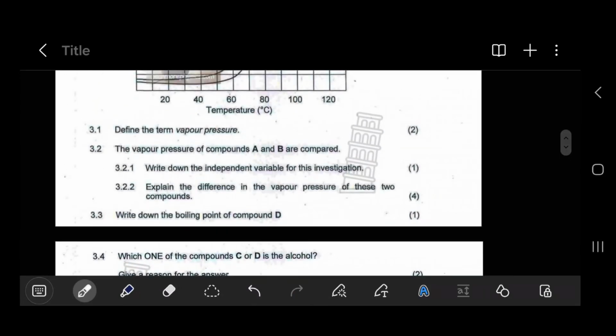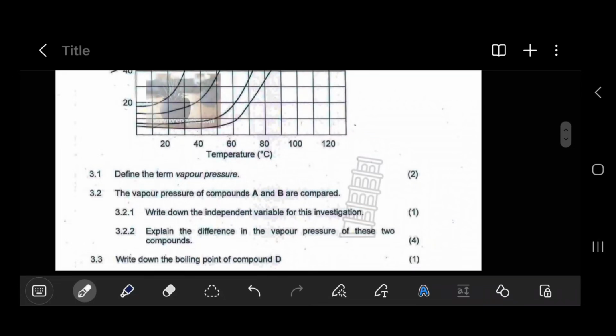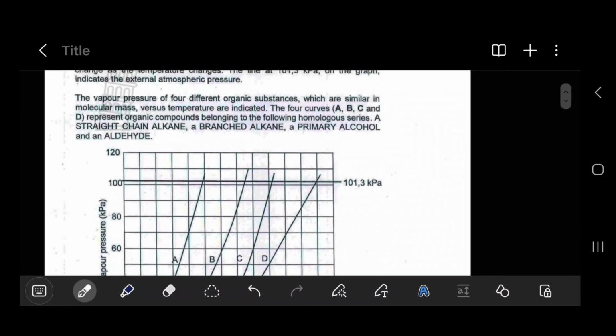3.2 says the vapor pressure of compounds A and B are compared. 3.2.1, write down the independent variable for this investigation. So remember, independent variable relates to what you are changing in the experiment. So if we look at the 4 compounds that we're working with, we had a straight chain alkane, a branched alkane, primary alcohol, and aldehyde. But we are specifically focusing on A and B. So A is a straight chain alkane, and B is a branched alkane. So it's actually given in that order, right?